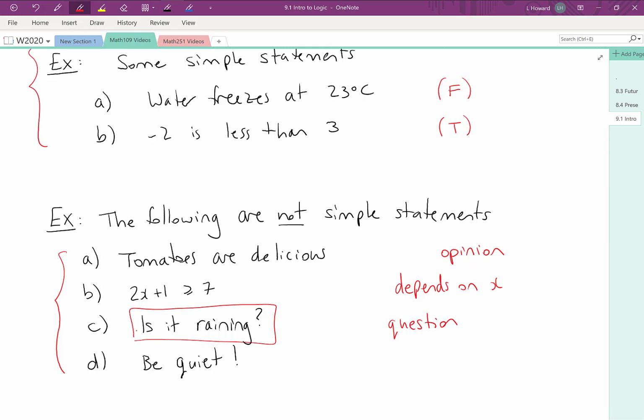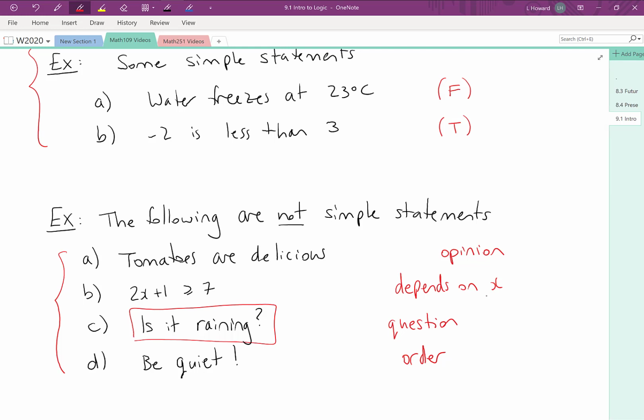For part D, let's say you're talking to your dog who's barking loudly or something and you say, be quiet. Well, that's an order. Again, does not actually contain information. We're just commanding something to happen, but does not contain any information. Therefore, we can't assign a truth value to that. So anything that's an opinion or depends on some other information or is a question or an order, those types of sentences are not going to be simple statements.